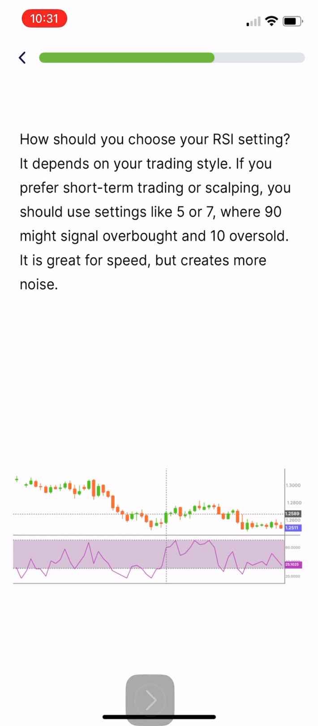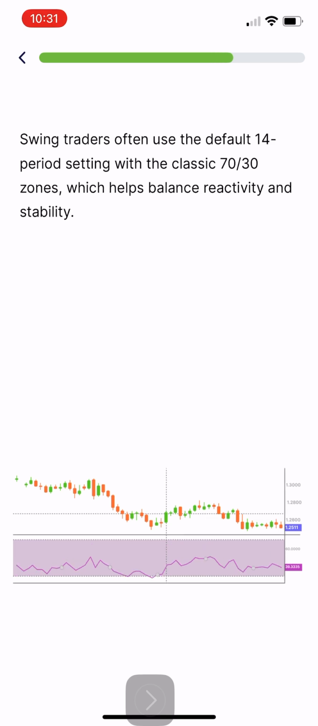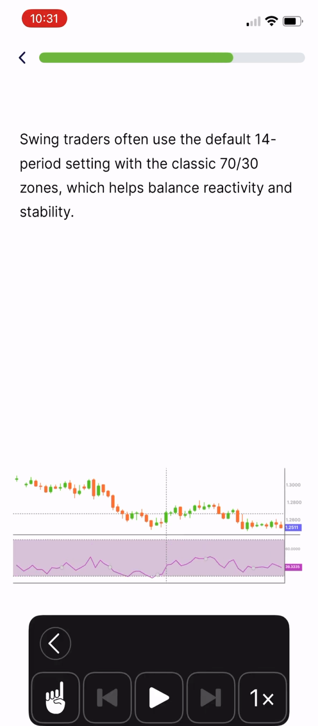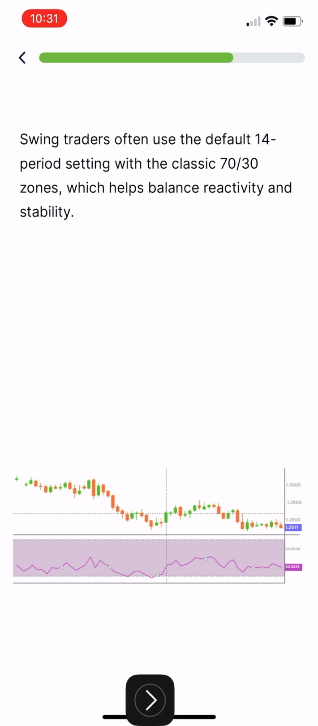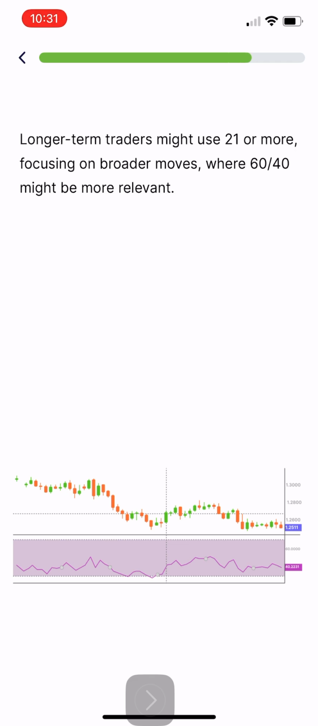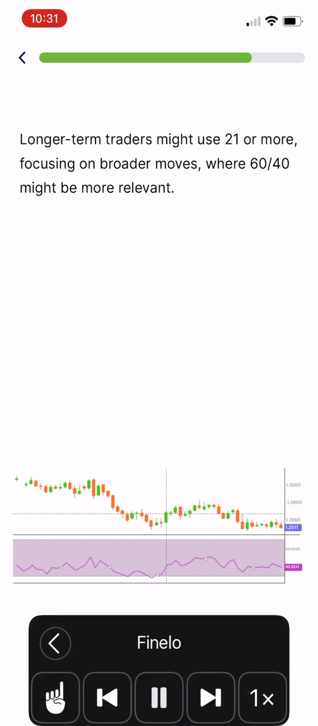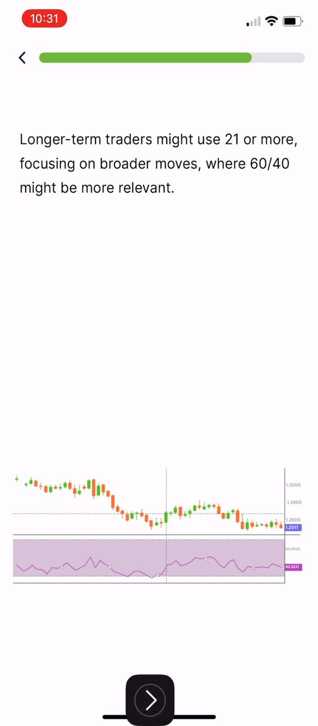If you prefer short-term trading or scalping, you should use settings like 5 or 7, where 90 might signal overbought and 10 oversold. It is great for speed, but creates more noise. Swing traders often use the default 14-period setting with the classic 70/30 zones, which helps balance reactivity and stability. Longer-term traders might use 21 or more, focusing on broader moves, where 60/40 might be more relevant.